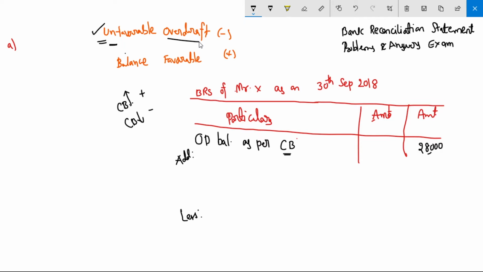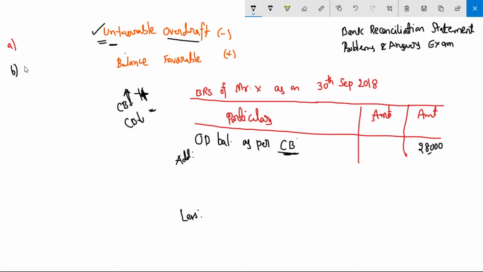Unfavorable method. Which book is given? Cash book. Unfavorable method given means increasing, add; decreasing, less. Which book? The given book is CB. Very simple. Now the first transaction: checks deposited.